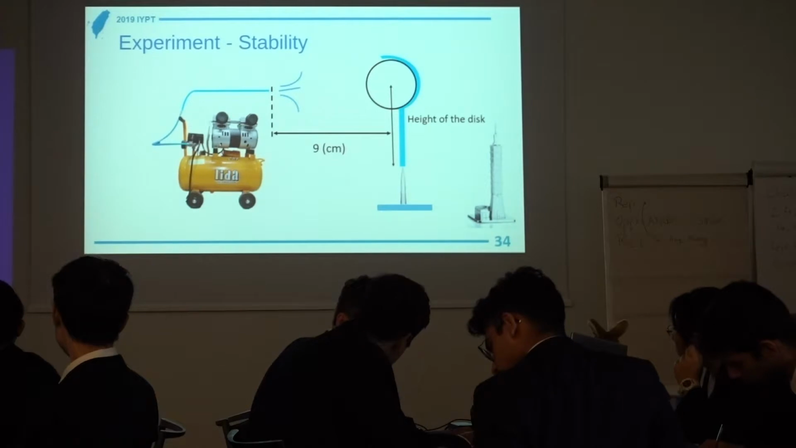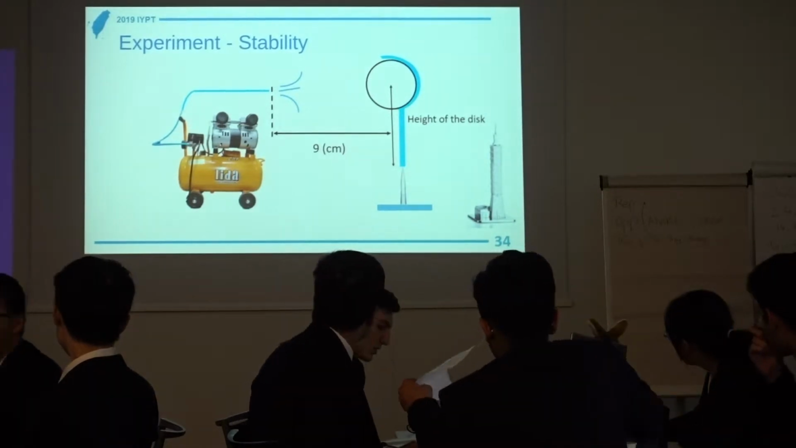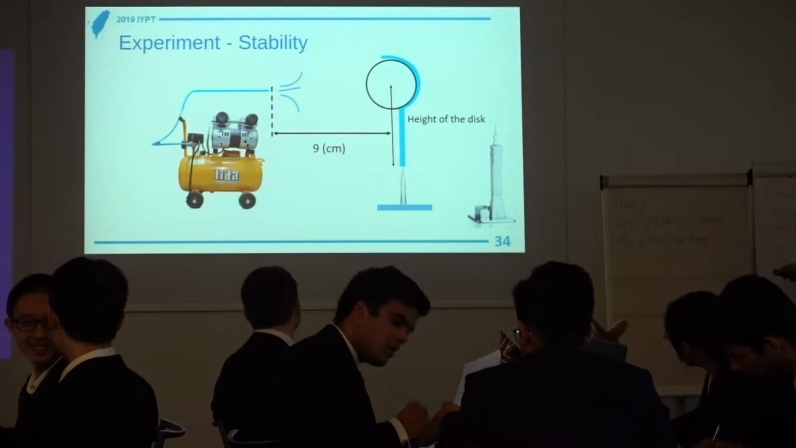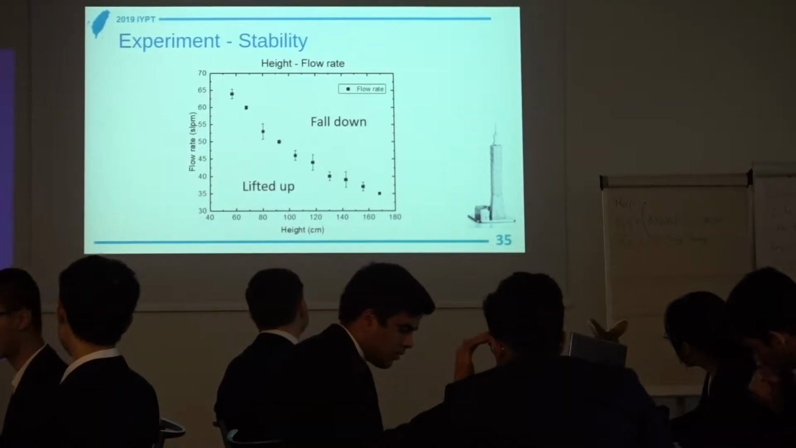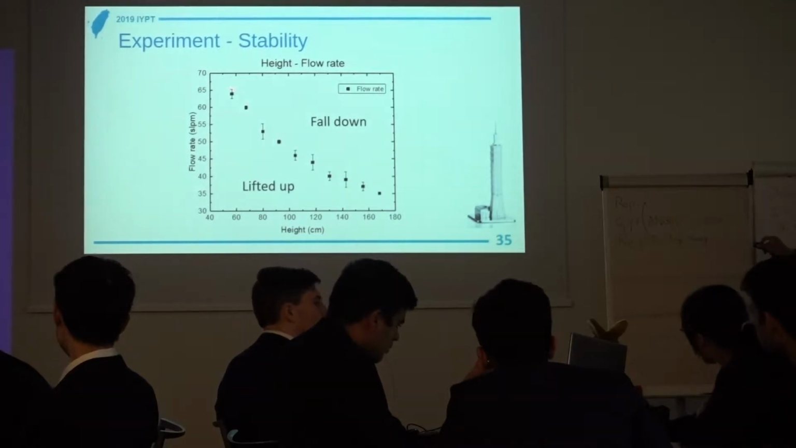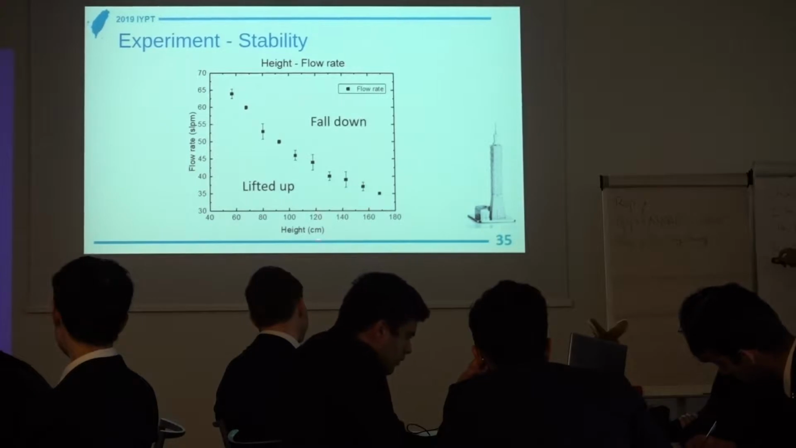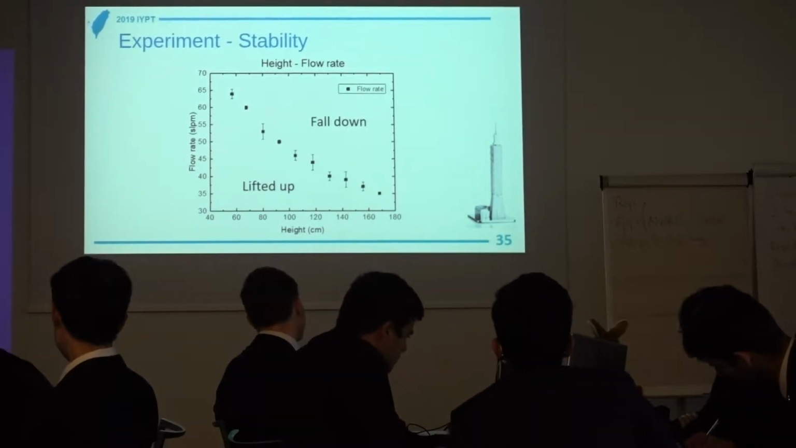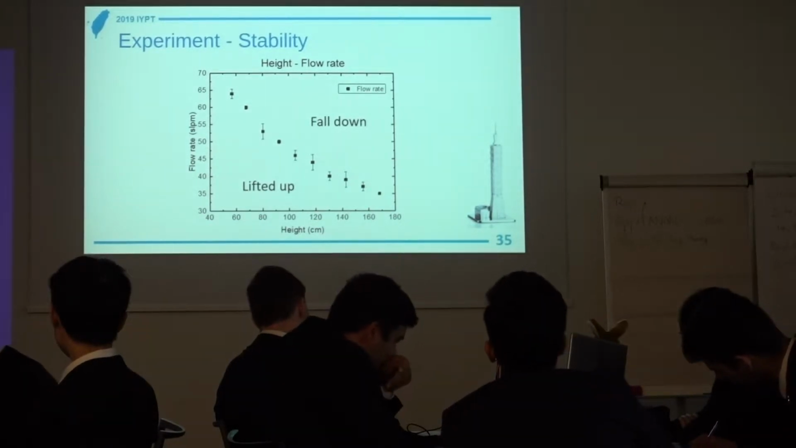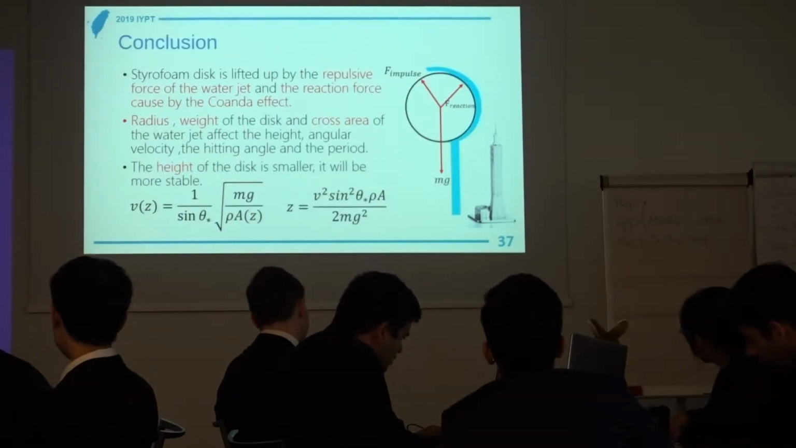And here is the experiment about stability. We use the air compressor to blow air onto the disk, and we control the distance at 9 centimeters. Past a certain point the object will fall down, and we control different heights, which are affected by the different flow velocity. You can see that with higher flow velocity it is more stable on the water jet. So this is my conclusion.